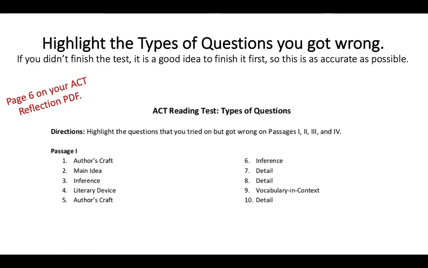All right, on page 6, so the next page down, I want you to highlight the types of questions you got wrong. If you didn't finish the test, it's a good idea to finish it first, so this is as accurate as possible, and then just literally go through and be like, I got question 2 wrong, 4 wrong, 5 wrong, and highlight whichever ones that you got wrong, and we're just tracking the types of questions that you're getting right, the types of questions you're getting wrong, looking for patterns.